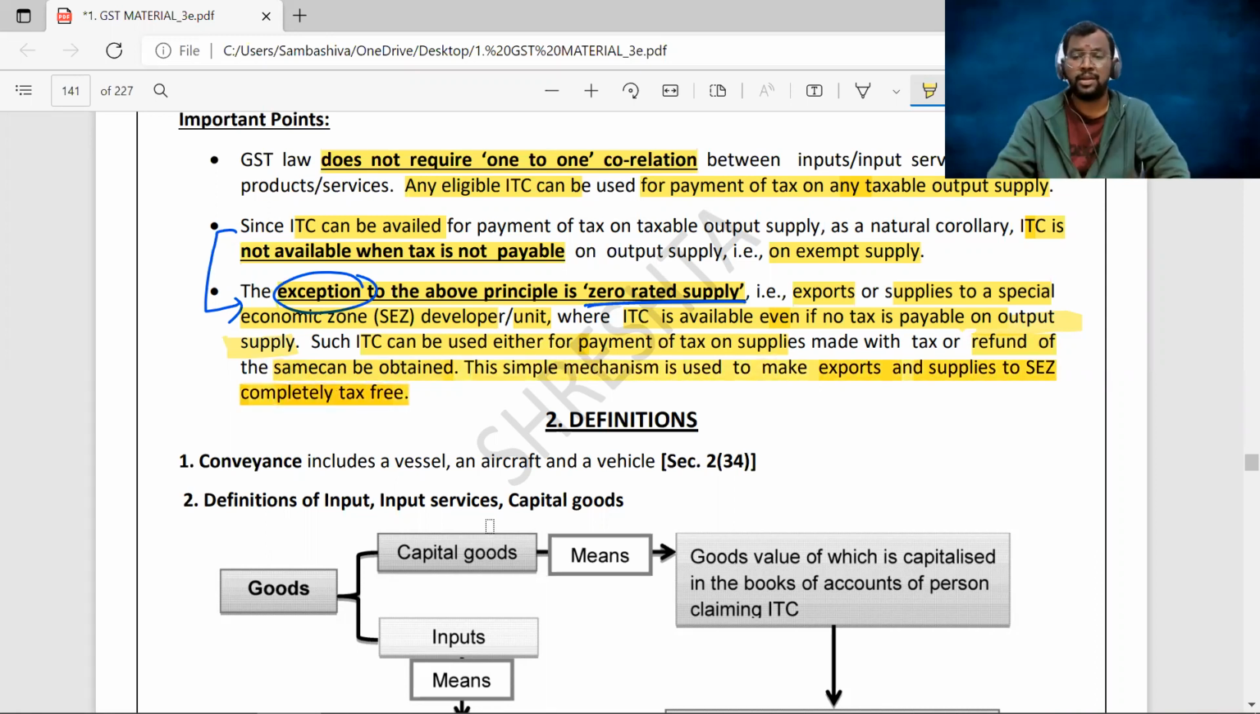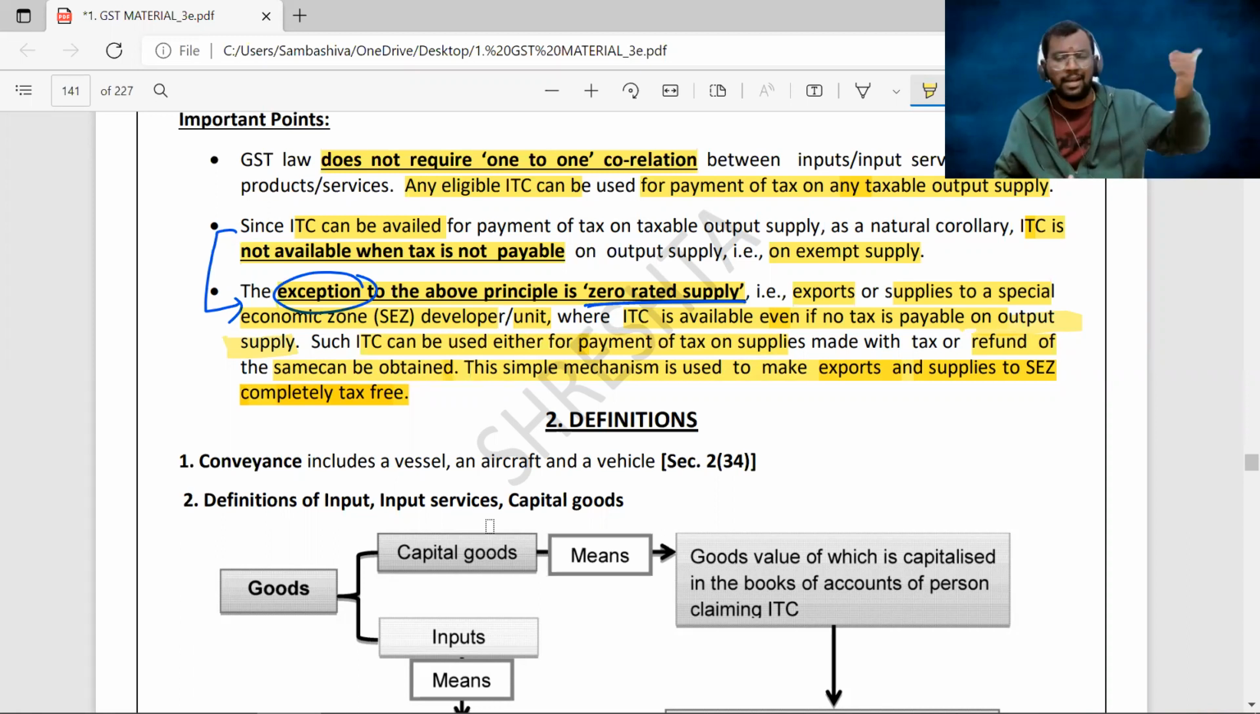This simple mechanism is used to make exports and supplies to SEZ completely tax-free. Generally, you will get a doubt here. Since their outward supplies are taxable at 0%, they are not going to collect any amount from the customer. So you will get a doubt, sir: without collecting any amount from the customer in the form of output taxes, how can they claim input taxes as credit?